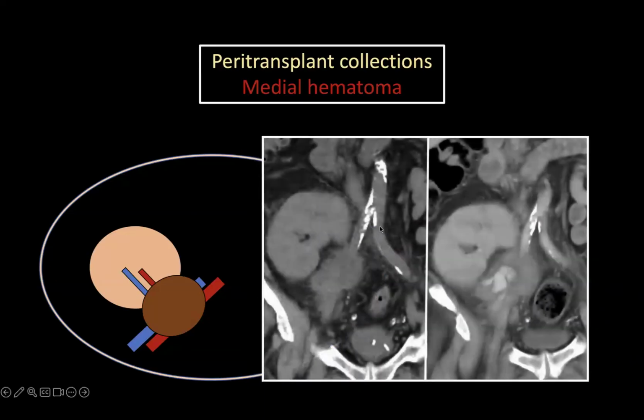Here's an example here of coronal images of CT. We have the kidney graft on both sides, and then we have this medial collection here. And then when we gave contrast, you can see these areas of contained vascular injury. This was another anastomotic breakdown from renal transplantation. And so these ones are life-threatening and need to be acted upon.